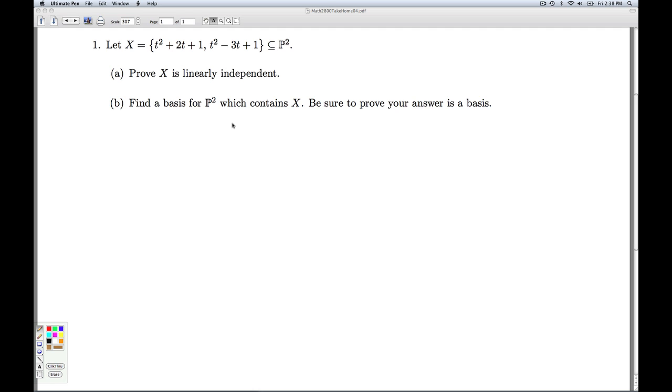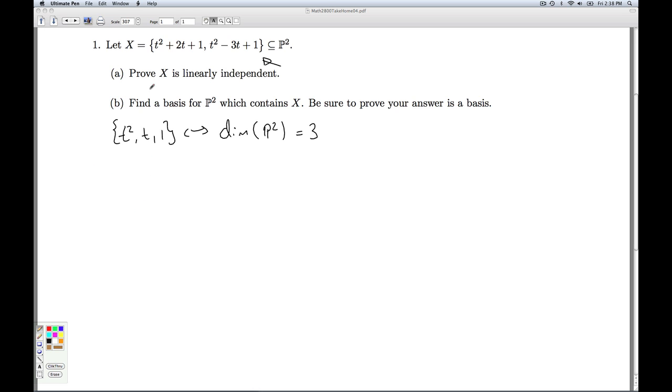Now in part B, we're asked to find a basis for P2 that contains x, and then we need to prove the answer is in fact a basis. So what do we know about P2? We know that the standard basis for P2 is t squared, t, 1. There are three of those vectors, so that means that the dimension of P2 is in fact 3. So what I need to do is add a vector into this group that's not a linear combination of what's already in there, and then I'll have 3 linearly independent vectors and I'll be done.